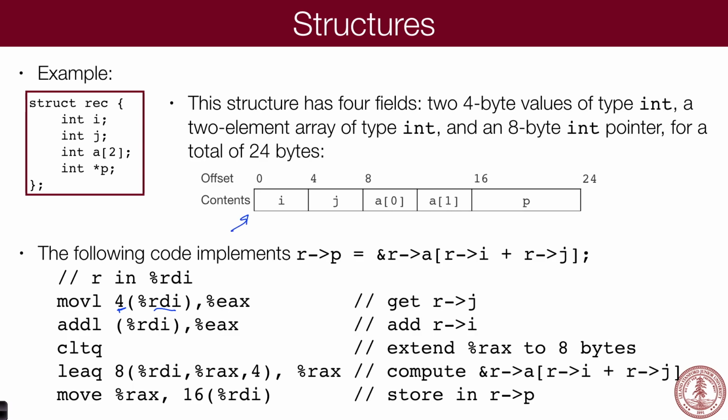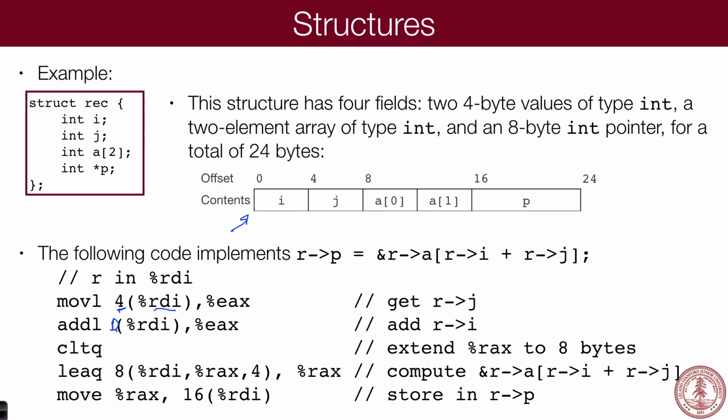That's RDI. Okay, and we put that into EAX. So in this case, whatever that value, J, is now in EAX. And then we add the memory that we get from the value that is at I, because it's no offset. You can think of this as just a 0 offset there. And you then add those together.